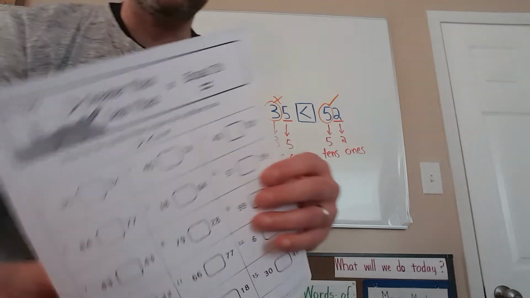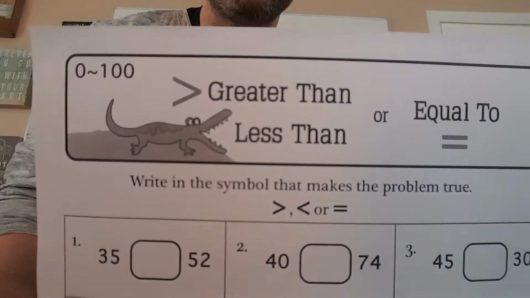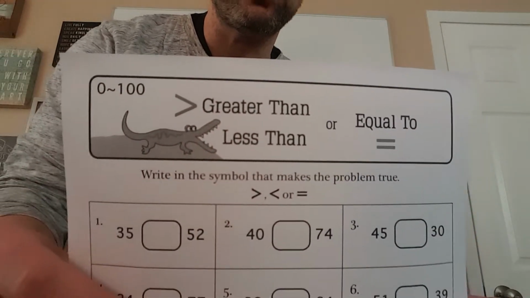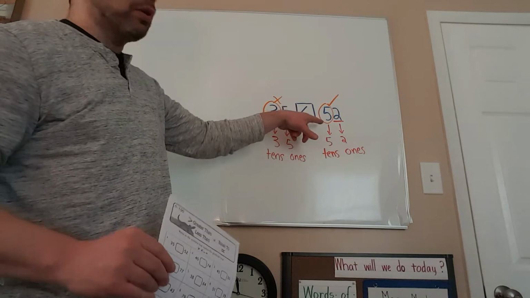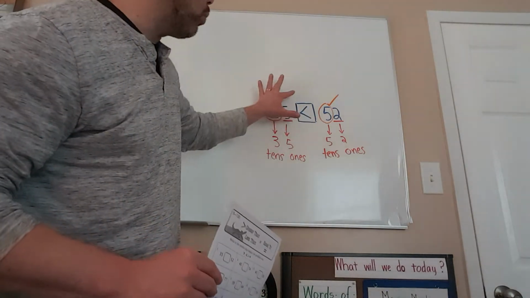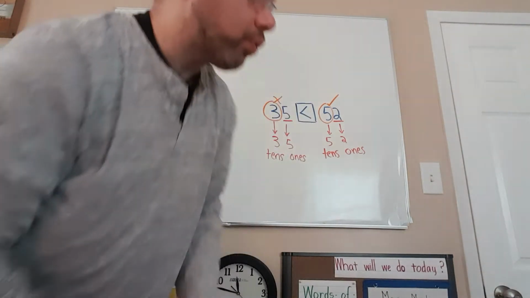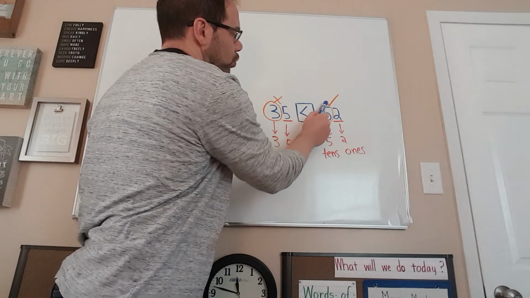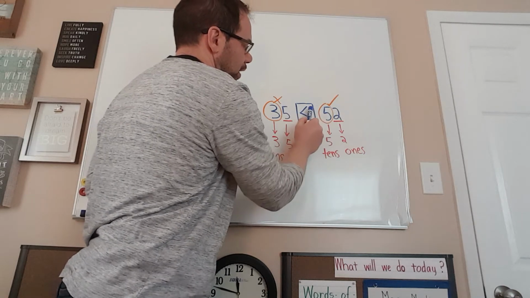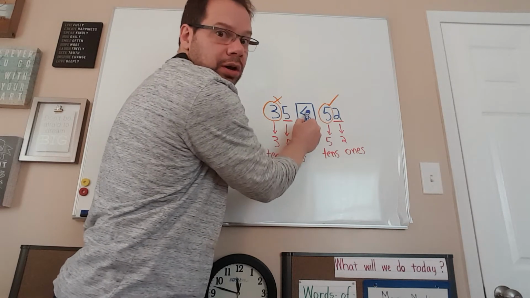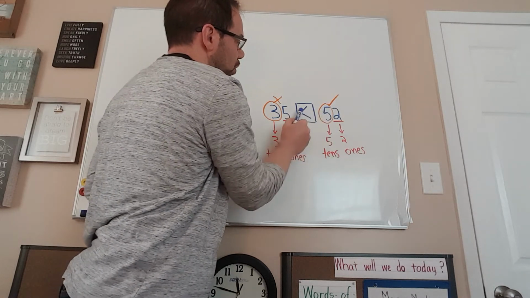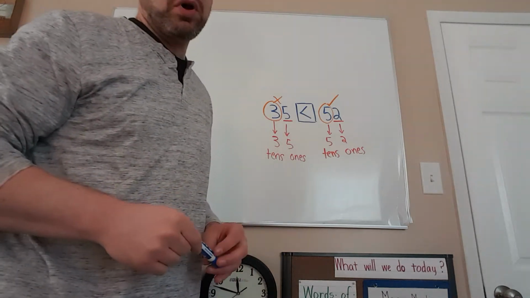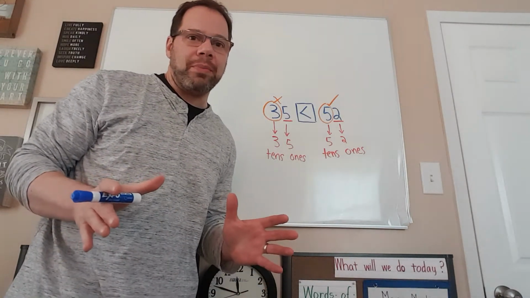You see the crocodile? You see how his mouth is open like that? He is always trying to chomp on the larger number. That's an easy way to remember that. We open up right here, we open up this arrow to the larger number. Think about it. This side is larger here, so it's going to be towards a larger number. This part of the arrow is smaller. It's going to point towards the smaller number. I hope that helps us to remember that.